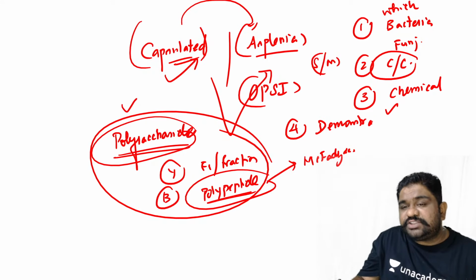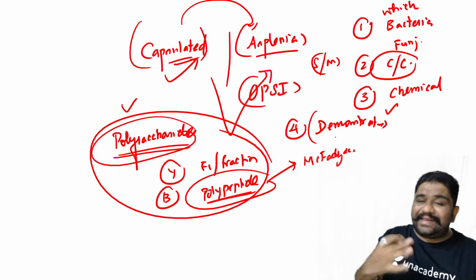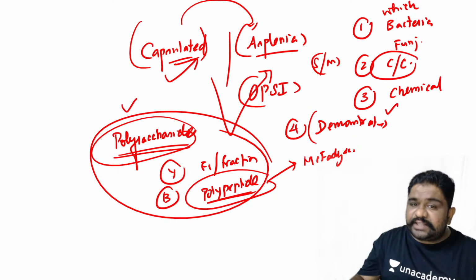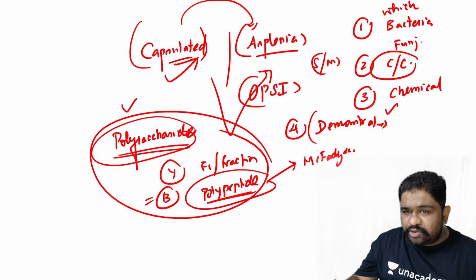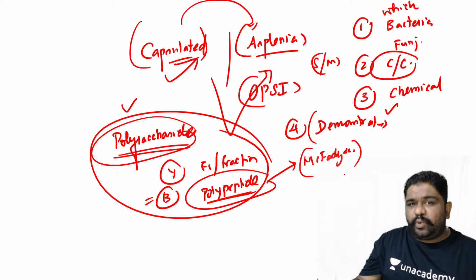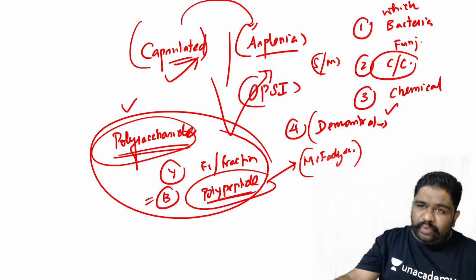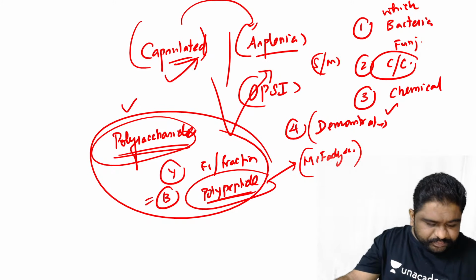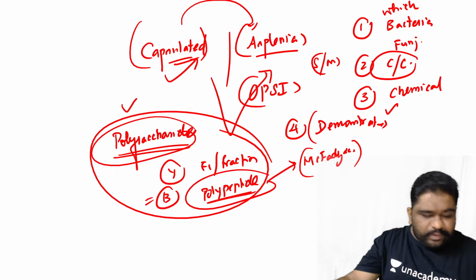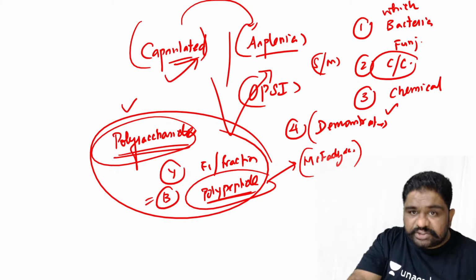For example, in case of Cryptococcus, you go for India ink preparation. In case of the Bacillus anthracis, you go for Methvedien's reaction. Likewise, you will be knowing how to demonstrate each of the capsule, so that will also fetch you important MCQs. Yes, I hope you'll be able to use this information. These are all important topics.